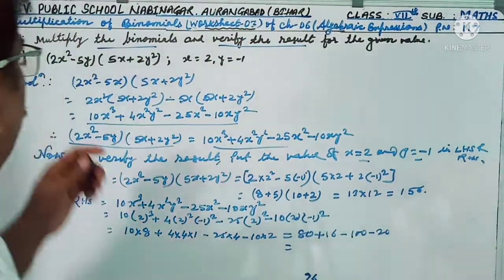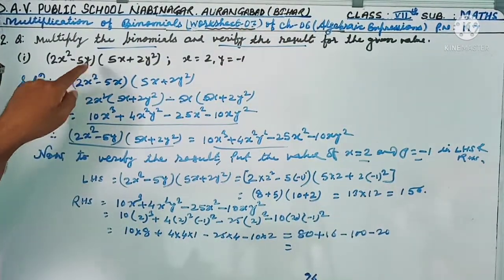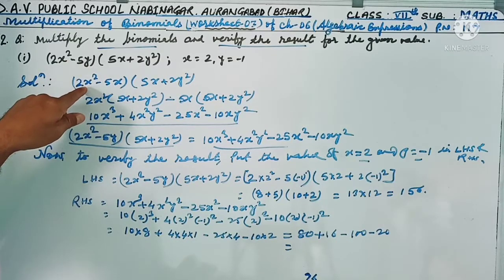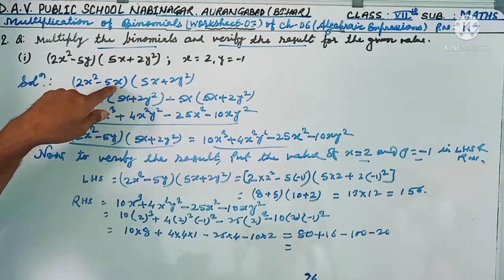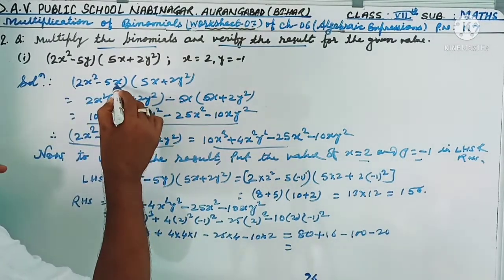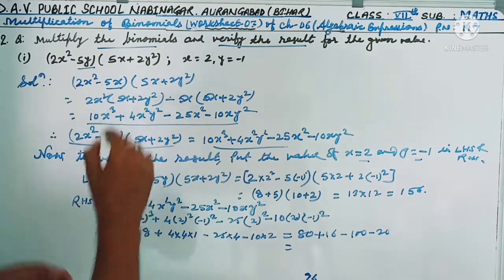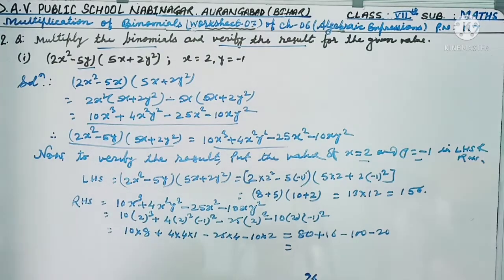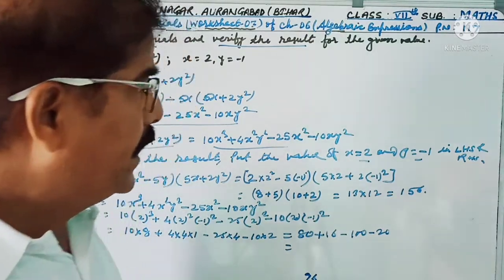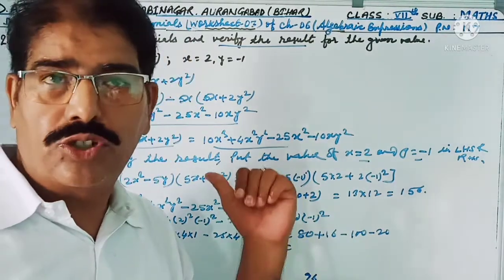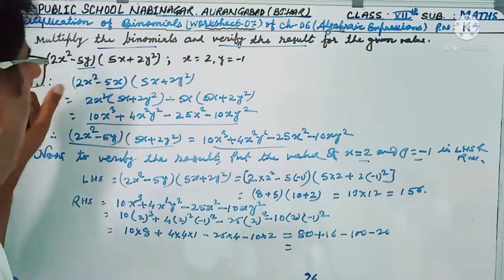Sorry students, your question is 2x square minus 5y. By mistake I wrote 2x square minus 5x instead of 5y. So your solution is wrong. So again see question number one.